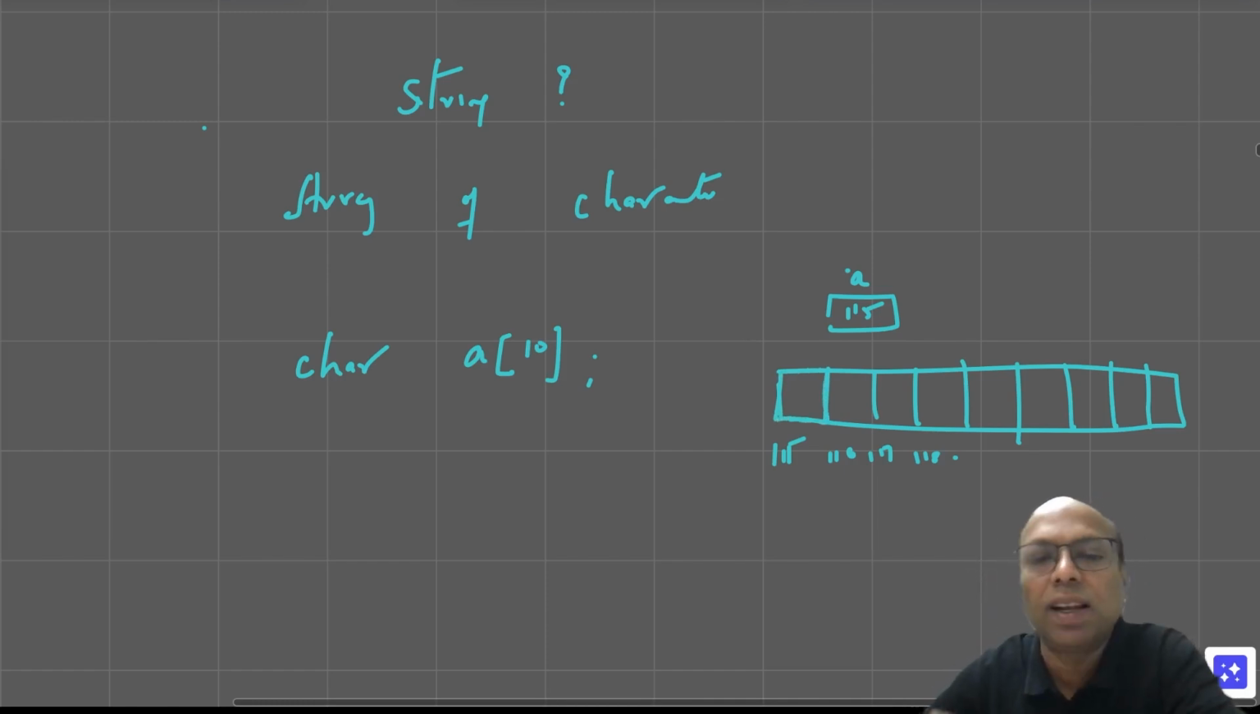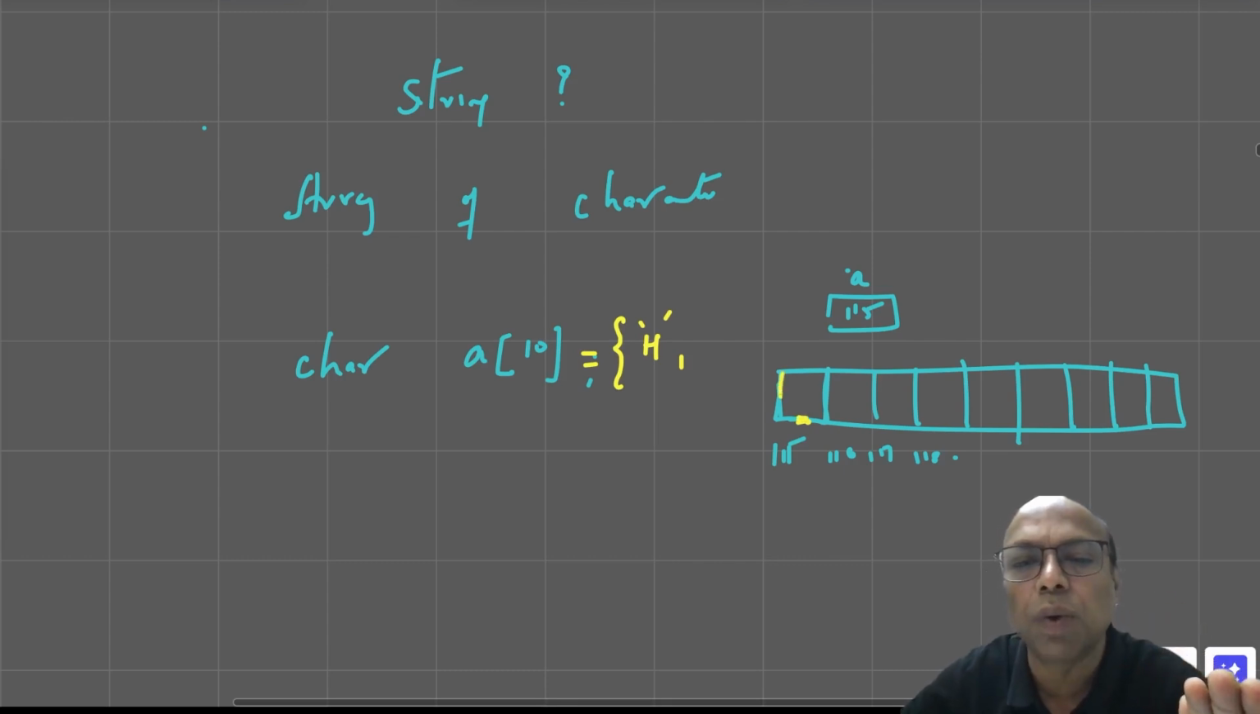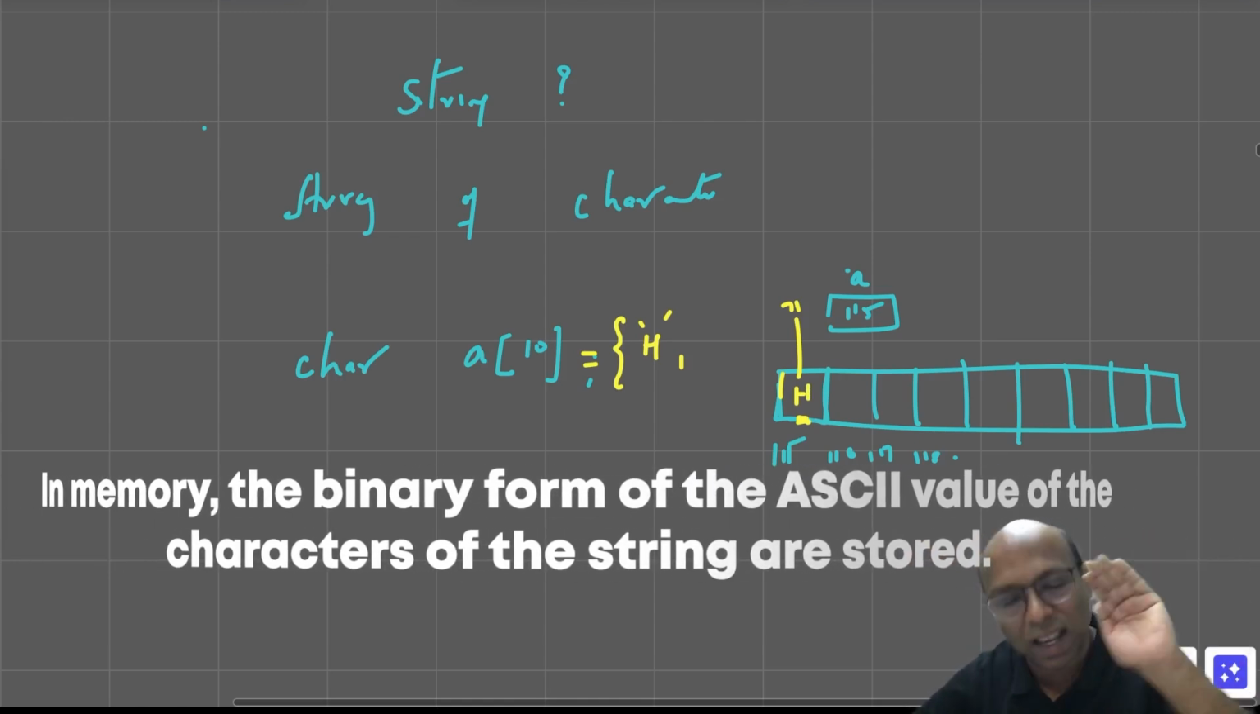Now, I want to initialize this. If you want to initialize it, you write char A equal to, and I put H in a single quote. When I put H in a single quote, what will be stored inside? The binary form of the ASCII value of H, which is supposed to be 71. 71 is stored in binary form here, but for you to understand, I am writing H in this place. H is not stored; the binary form of the ASCII value is stored.